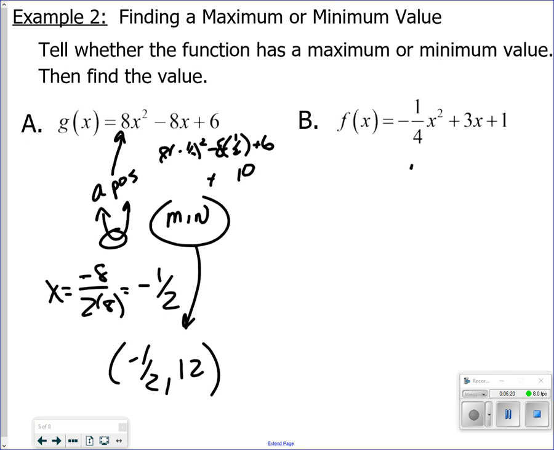Next one, it's got a negative. So therefore, it's going down. Therefore, having a max. So there's one part of the question is max or min. The second part of the question is what is the actual max or min value? Negative b over 2a.